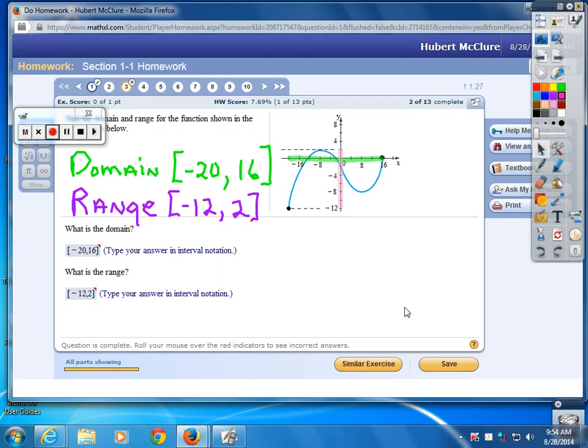And there's the range. So did we get it right? Yep. All right, let's look at the next one.